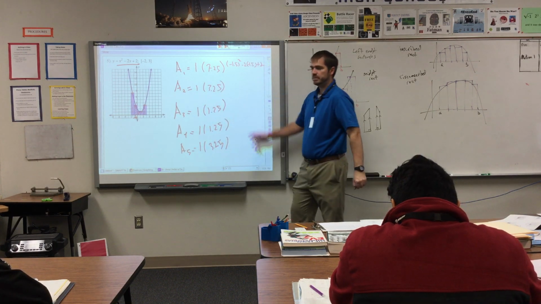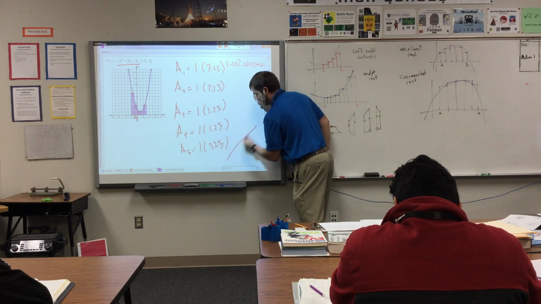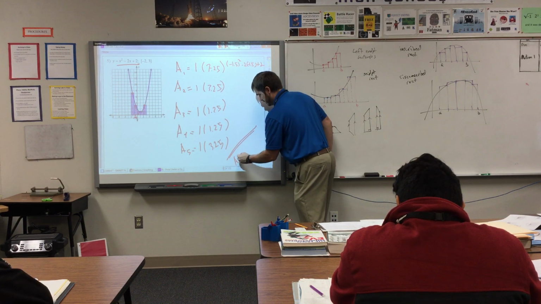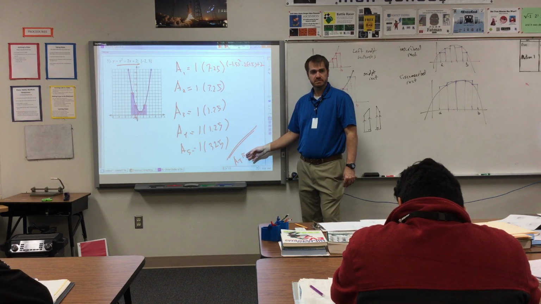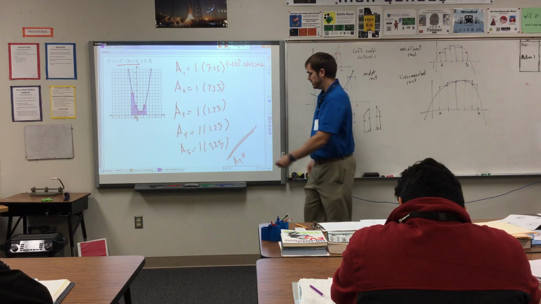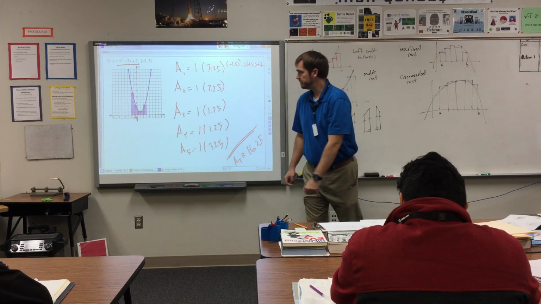Now the nice thing is when you multiply those by 1, then they're just the same number. And then when we add them all up, I'm using the approximation symbol because this is an approximation. What do you have, Emily? 16.25. 16.25? Yep. What do you think, overestimate or underestimate?